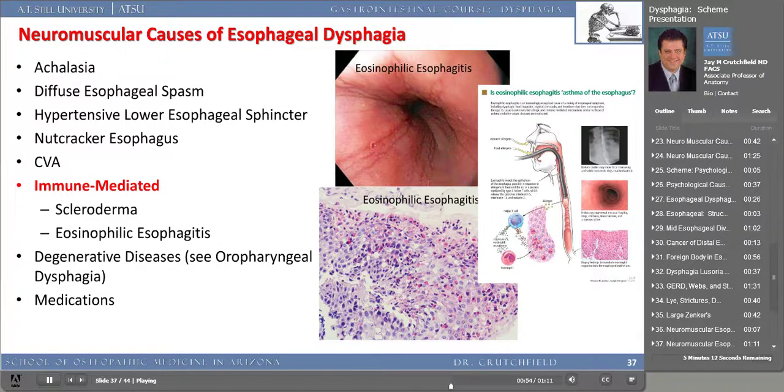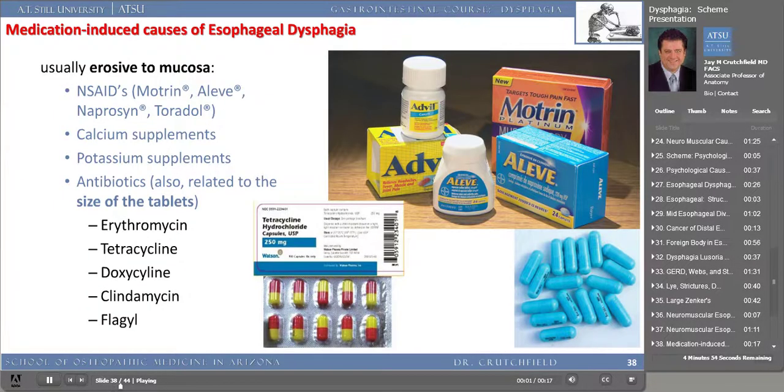Immune-mediated causes of neuromuscular dysphagia, such as eosinophilic esophagitis and scleroderma, need to be considered, and of course the degenerative diseases and the medications. And truthfully, the medications should deserve their own category. The same medications that can cause oropharyngeal dysphagia can also cause erosions to the esophagus and lead to odynophagia and esophageal dysphagia and a feeling of fullness or pain in the upper esophagus.